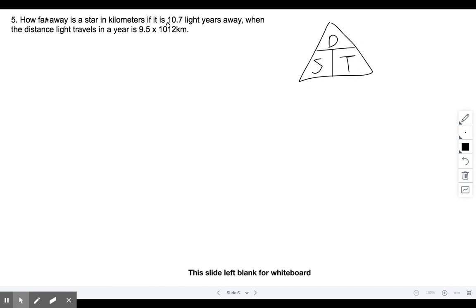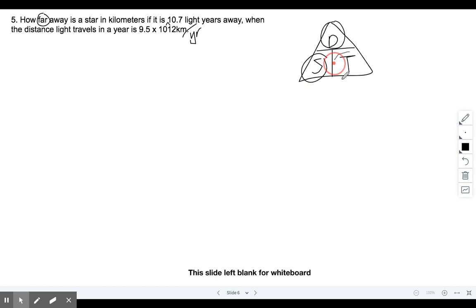Okay, and it's saying how far. When I see how far, that's my distance. So I know it's distance because it's how far. We have the speed light travels in a year, so this is technically in 1 year. This is a speed. That's the speed light travels in 1 year.